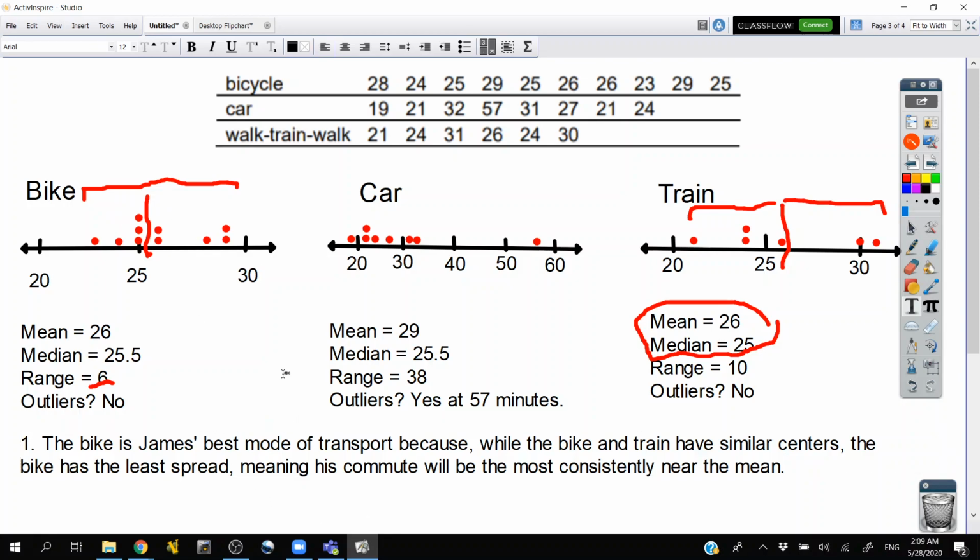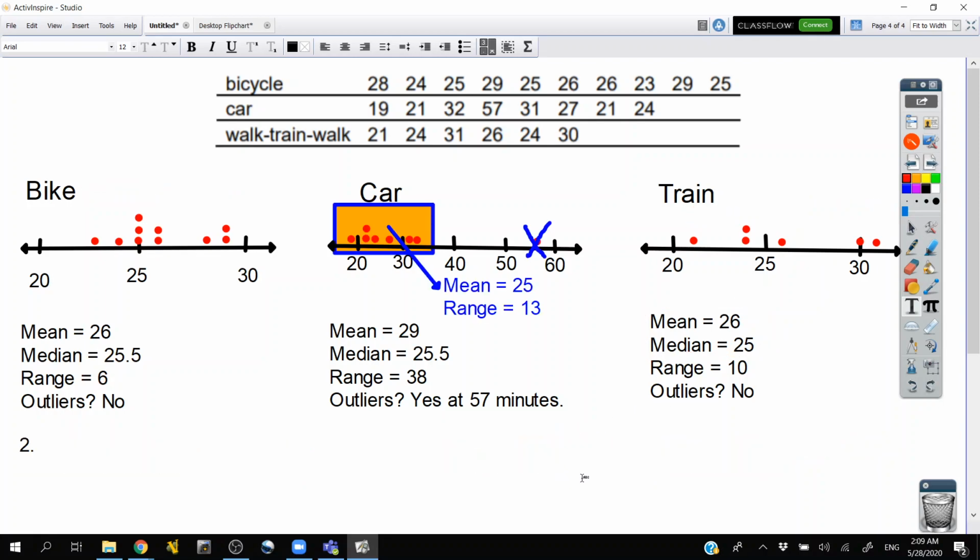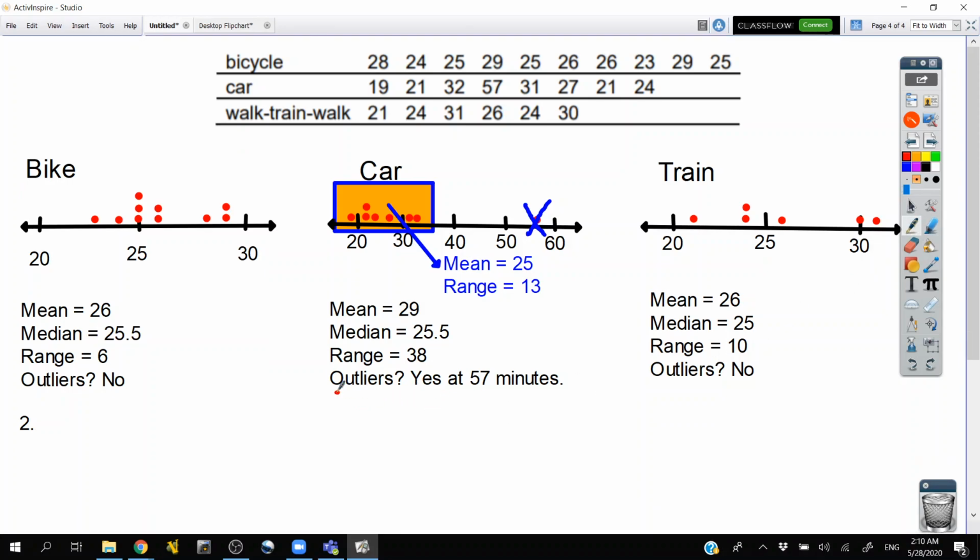Now it's harder to argue for the car. So let's go ahead and look at the car. Here's my argument for the car. When I look at these, I see the car has the worst measures of center. It has the worst range, like it's really spread out. But the reason comes down to the fact that there's this outlier at 57 minutes.